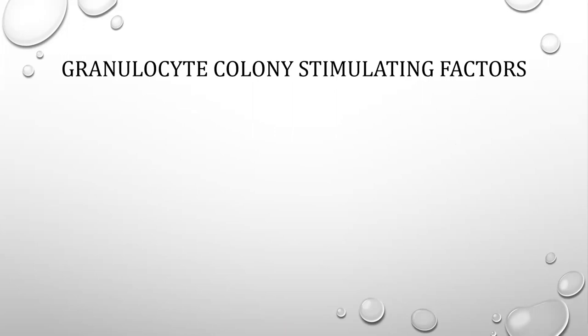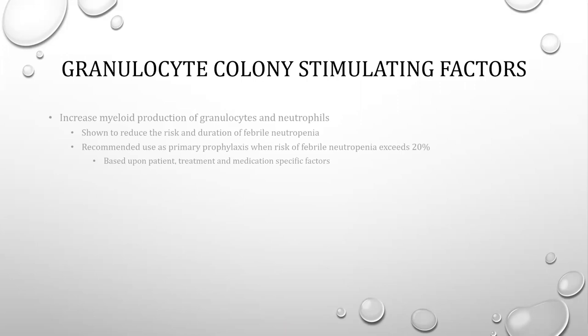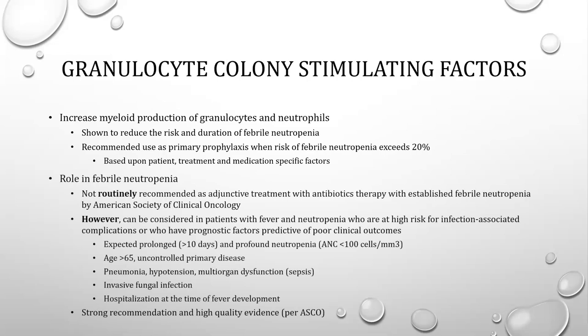Another topic in febrile neutropenia is granulocyte colony stimulating factors, Neupogen. So a little bit about it: it increases the myeloid production of the granulocytes and the neutrophils. It has been shown to reduce the risk and the duration of febrile neutropenia. It's recommended as primary prophylaxis when the risk of febrile neutropenia exceeds 20%. There's a whole scoring system based upon oncologic data that I'm not going to delve into, but it's based upon the patient, the treatment therapy, and the medication-specific factors.